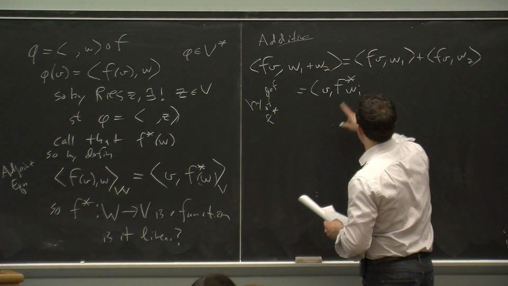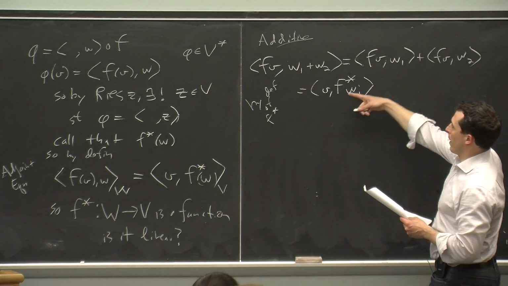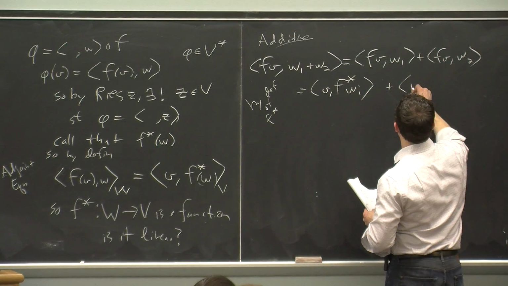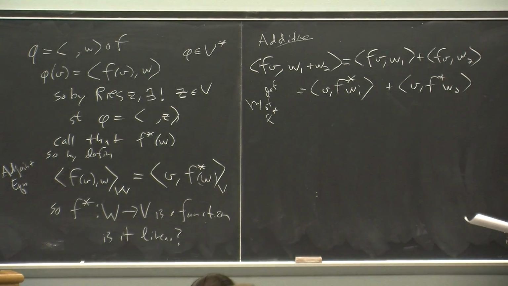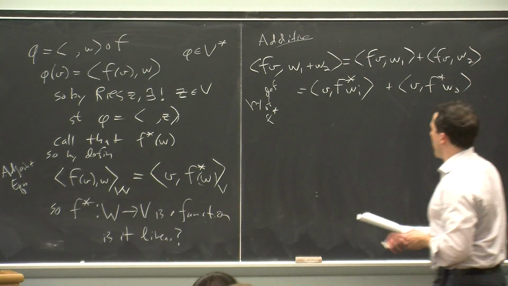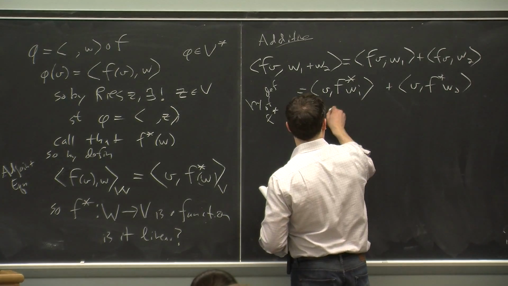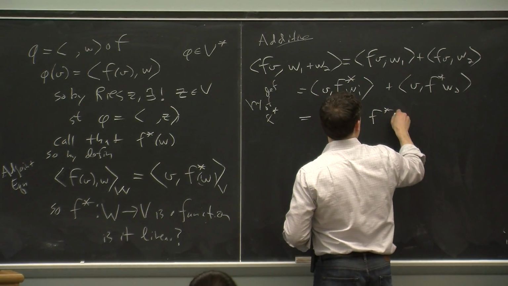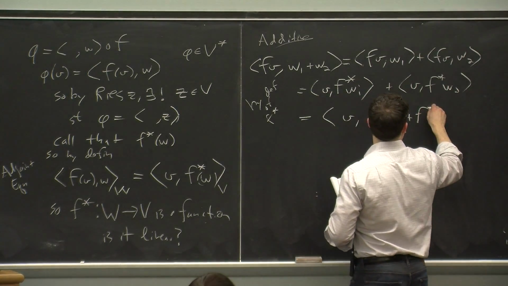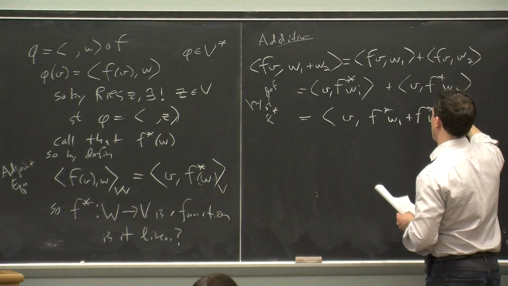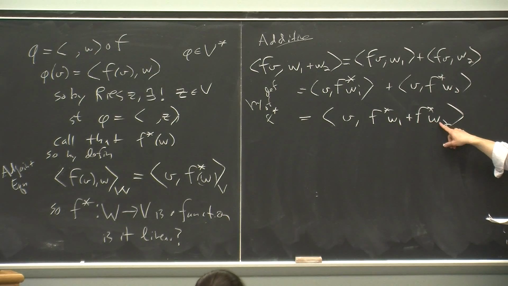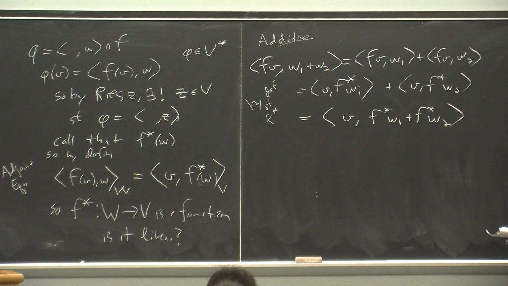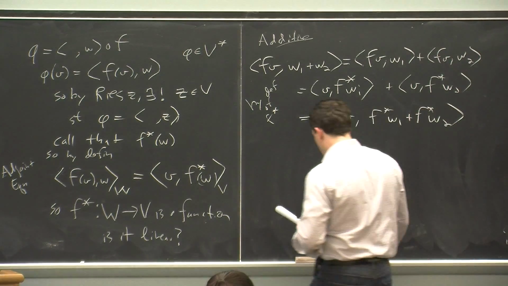The definition we gave here, that's equal to, I can rewrite that as this, and I can rewrite that as the inner product of v and f star of w2. And then by additivity in the second slot of the inner product, this is equal to v inner product with f star w1 plus f star w2. And so this is kind of one of those guess and check proofs of linearity.